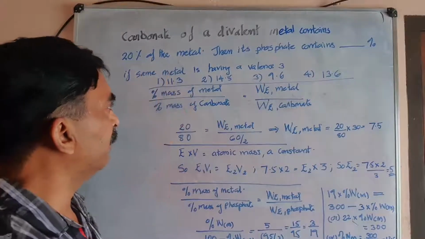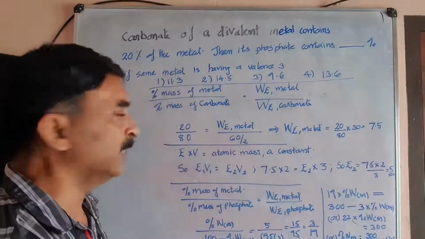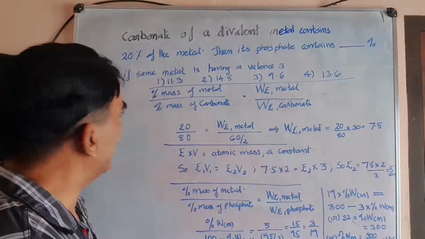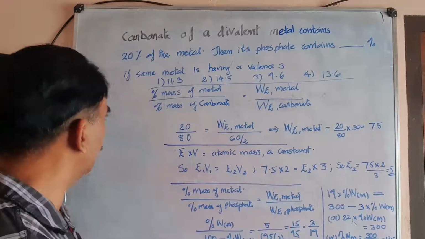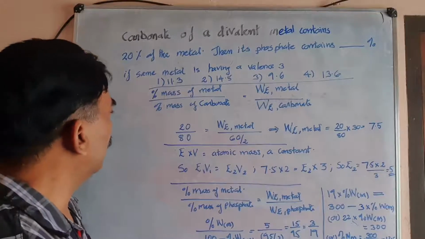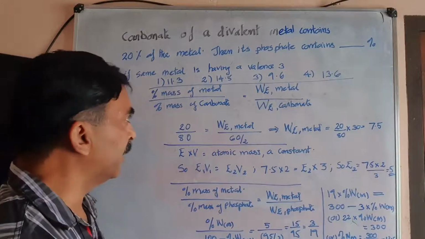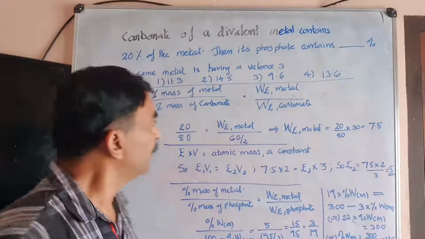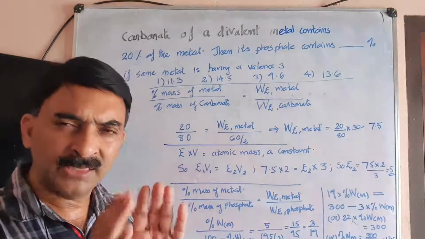Carbonate of a divalent metal contains 20% of the metal. The first part is the same. Then its phosphate contains dash percent of metal, if the same metal is having a valence 3. The valence has been changed to 3. Okay. Here the first part is exactly the same.